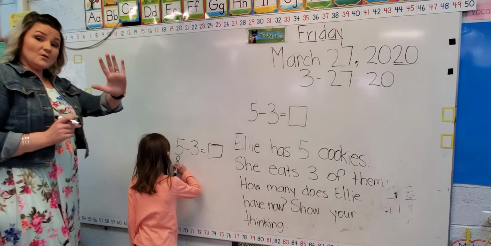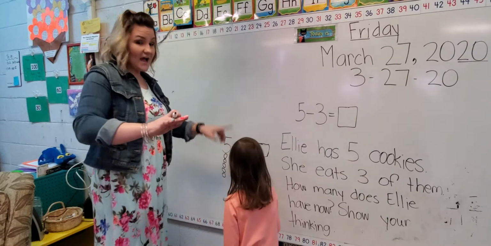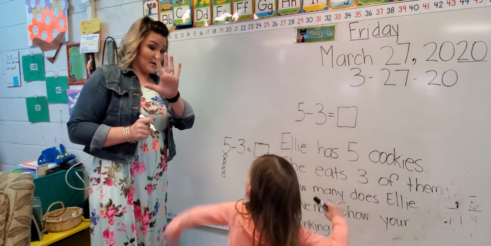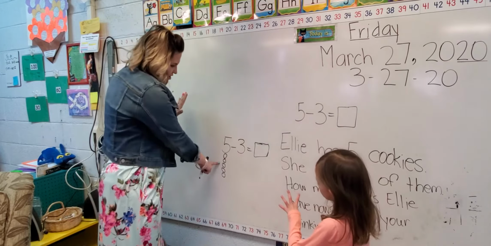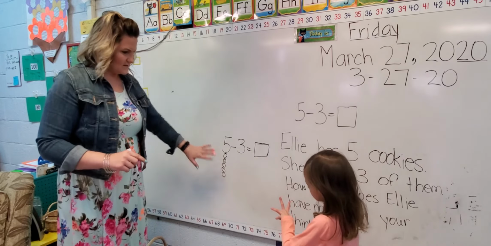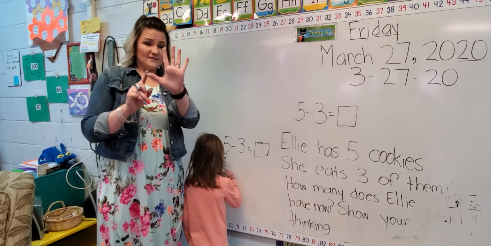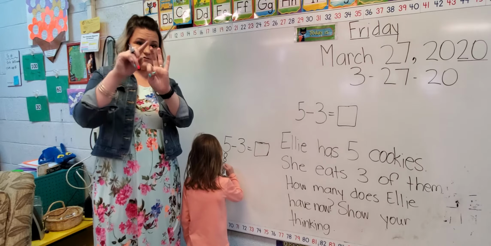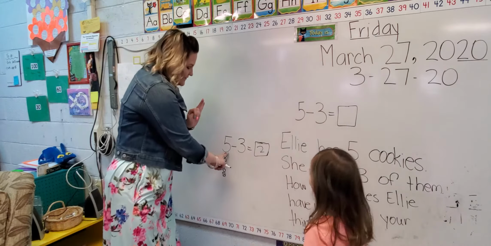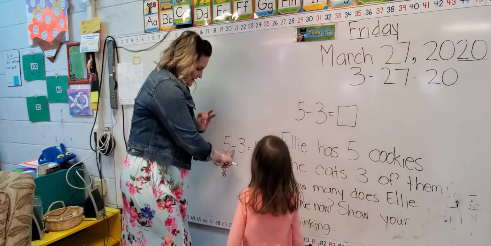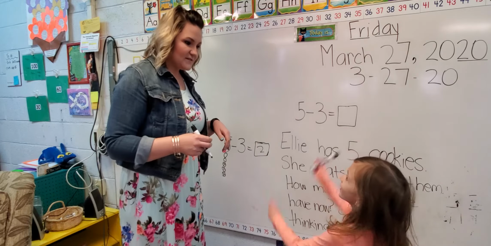You start with 5. So, we're at home, we're going to start with 5. That means you're going to do what with some of them? Take 3 away. Now, can you show me how to take 3 away of these? Did you guys see Ellie just do it with her fingers? She took 3 away. How many is she left with? 5 minus 3 equals 2.